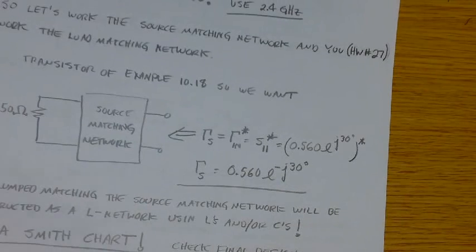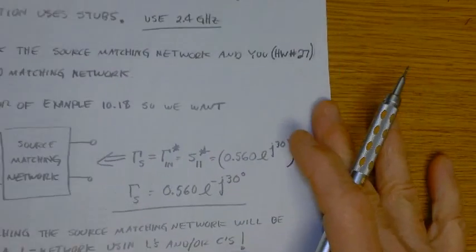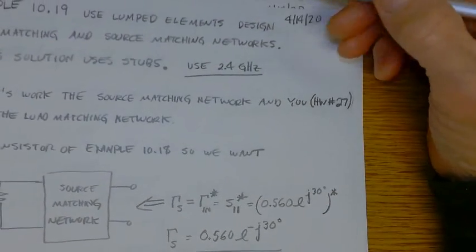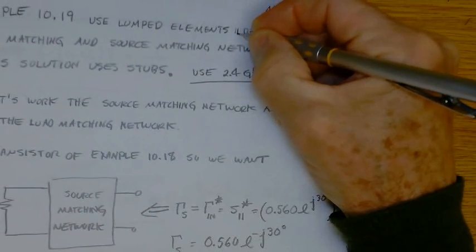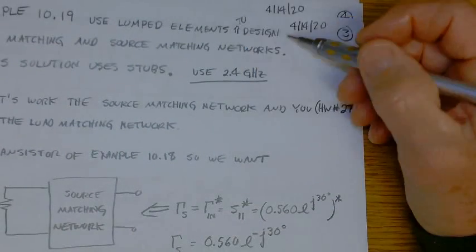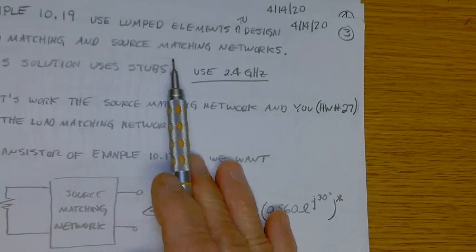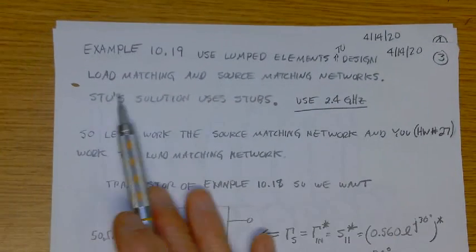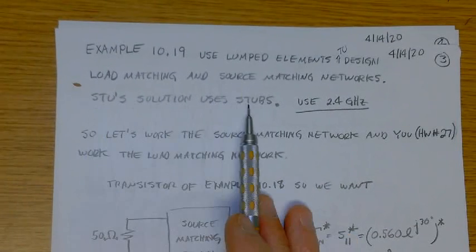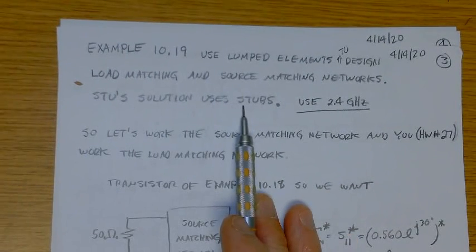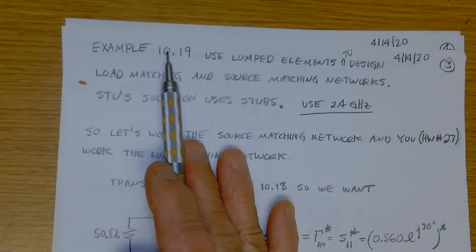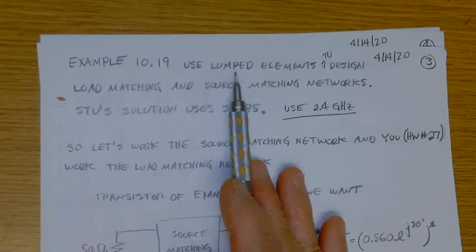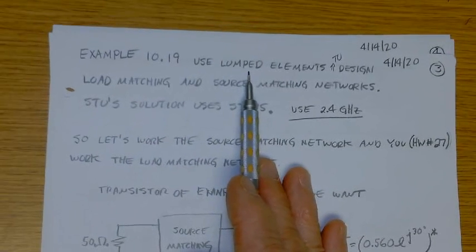Okay, so that kind of brings us to example 1019. Use lumped elements. Design a load matching network and source matching network. I'm going to use lumped matching networks. You can still use stubs, so read through his solution to 1019. He shows you how to do it with stubs. I'm going to show you how to do it with lumped elements.